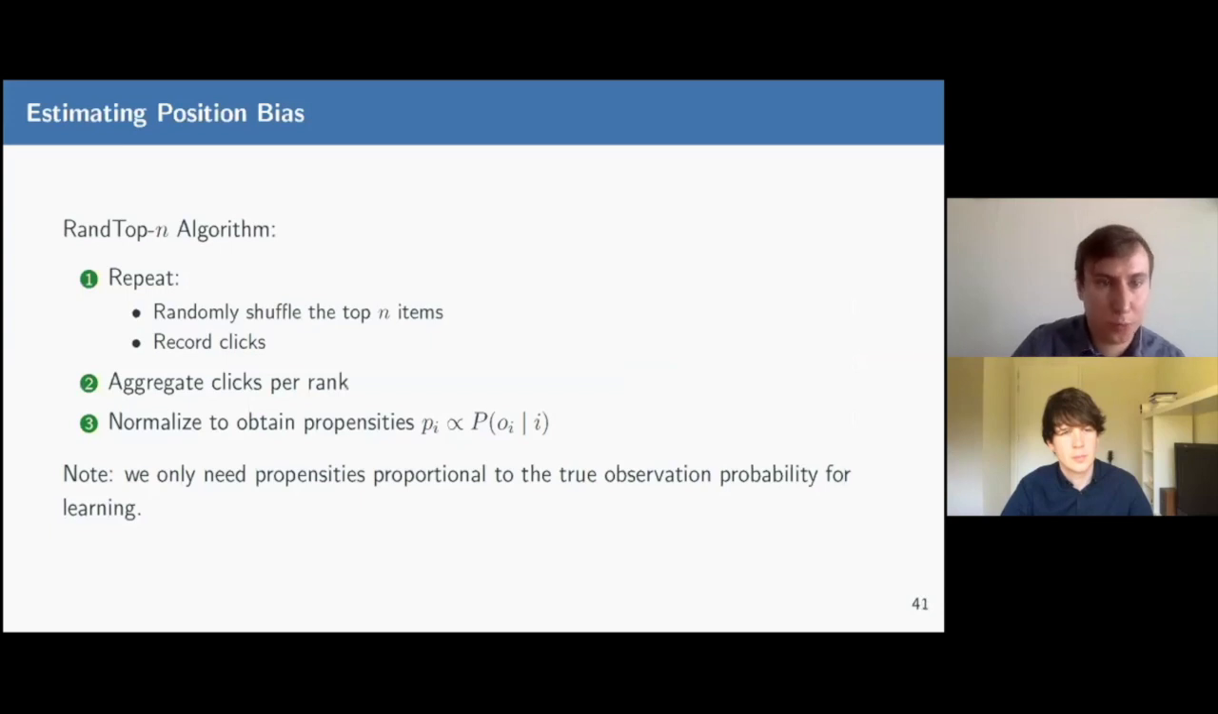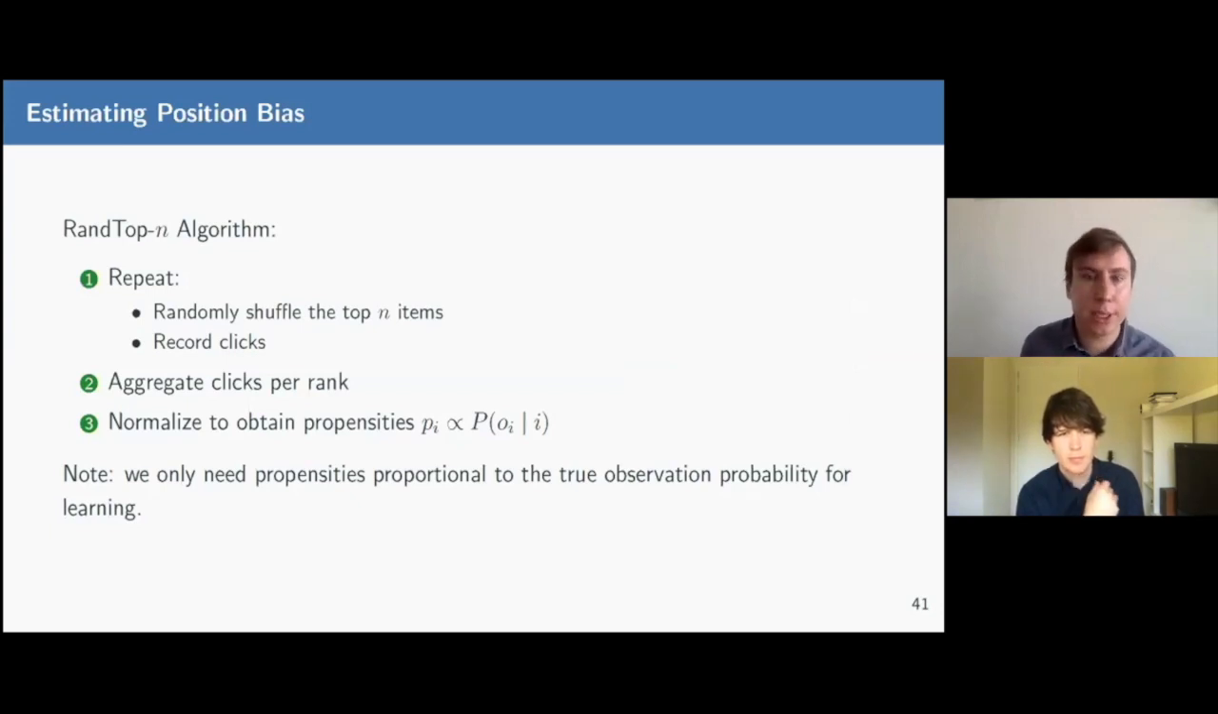So to formalize this a bit more, this algorithm is fairly simple. You just randomly shuffle the top n items, you record clicks, and you aggregate clicks per rank, and this will give you, say, a certain amount of clicks for rank 1, rank 2, etc. And then we normalize this to obtain these propensities, the probability per rank of it being observed.